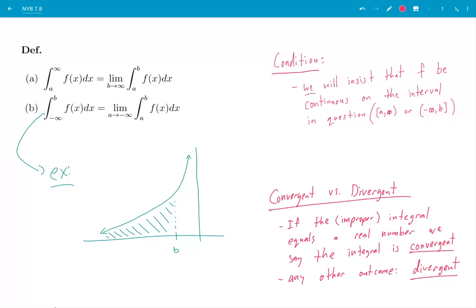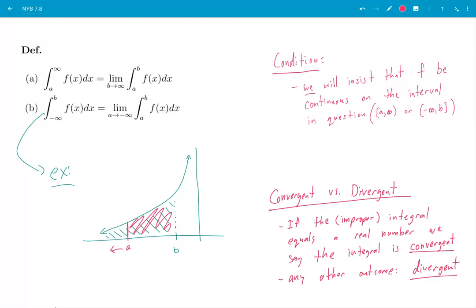So what are we doing? In this case, you're maybe fixing an a here, finding this area, and then letting a move to the left. We're going to insist that f be continuous. This is not necessary, but things get a bit messy otherwise, so we're going to just stick to the not so messy situations.